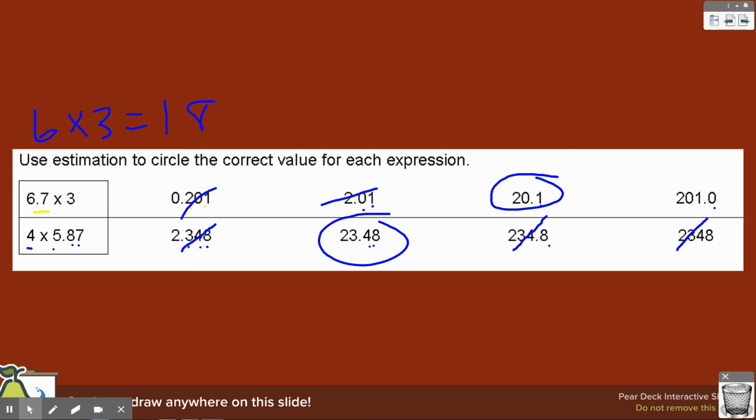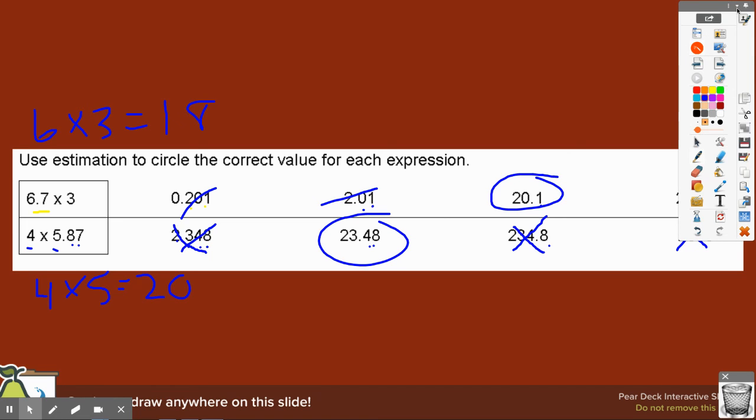Our whole number here is 5 and 4. 4 times 5 equals 20. So this first one, the whole number was only 2, so that definitely wasn't it. The one we circled has a whole number of 23, so that makes more sense. This one has a whole number of 234, so that's definitely not it. And this has a whole number of 2,348. So reasoning, using some estimation, we can figure out the best answer that we have possible.